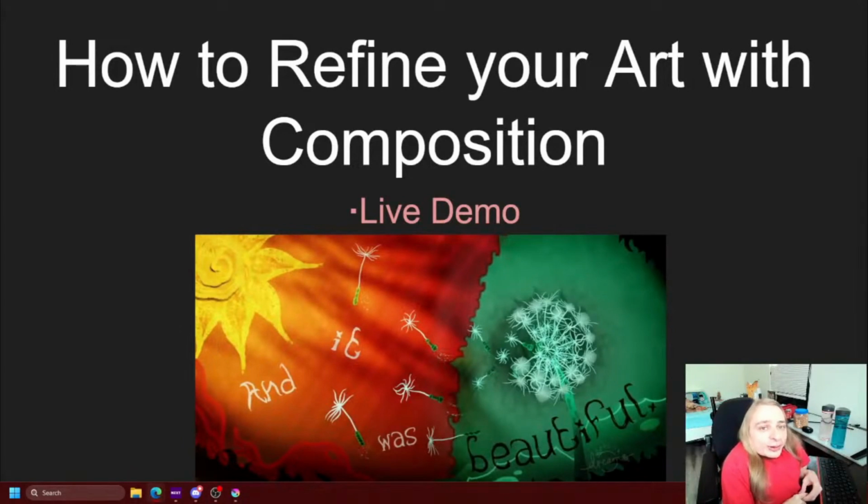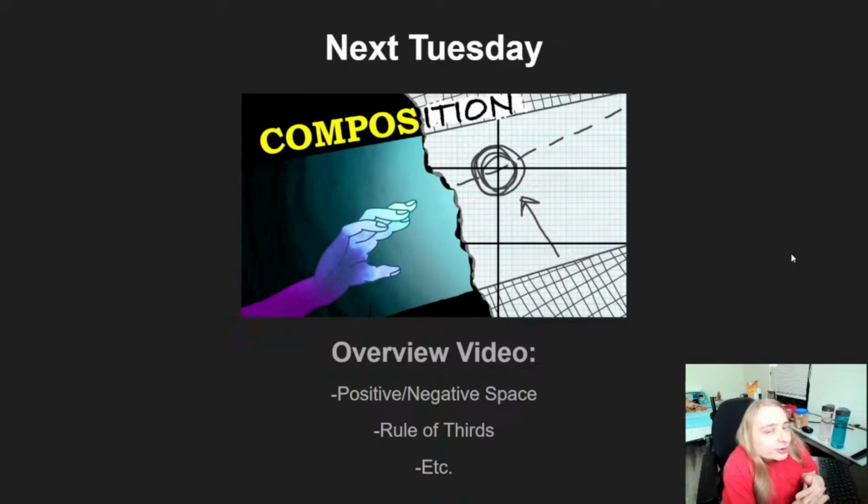Hello everyone and welcome. In this live demo, I'm going to talk about composition and my 3 steps to achieving better composition. Next Tuesday, I have a video coming out about composition, and this video is all about positive, negative space, rule of thirds, and it gives you a basically main idea and overview of composition. Gives you all kinds of different terms and defines them, and gives you a bunch of examples. I worked pretty hard on it, and it'll serve as like an overview video. So if you don't know much about composition at all, it's a great place to start.